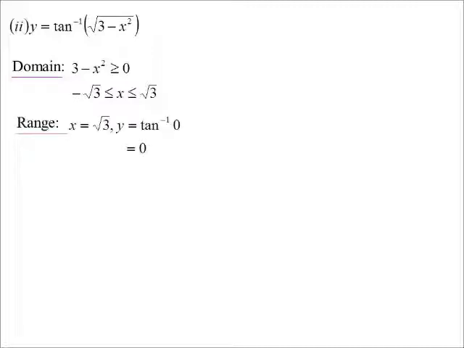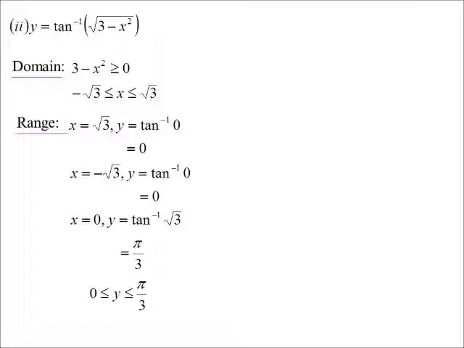So if I sub in x equals root 3, I end up with 0. Inverse tan of 0 is 0. Didn't really need to do that because it's an even function, but okay, it confirms that that is 0 as well. Let's sub in x equals 0, we get inverse tan of root 3, which is pi on 3. So what's this thing going to look like? Its range is 0 to pi on 3.